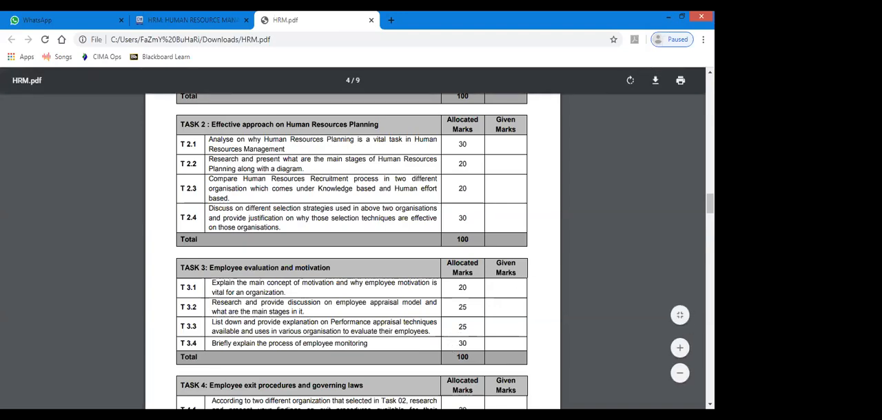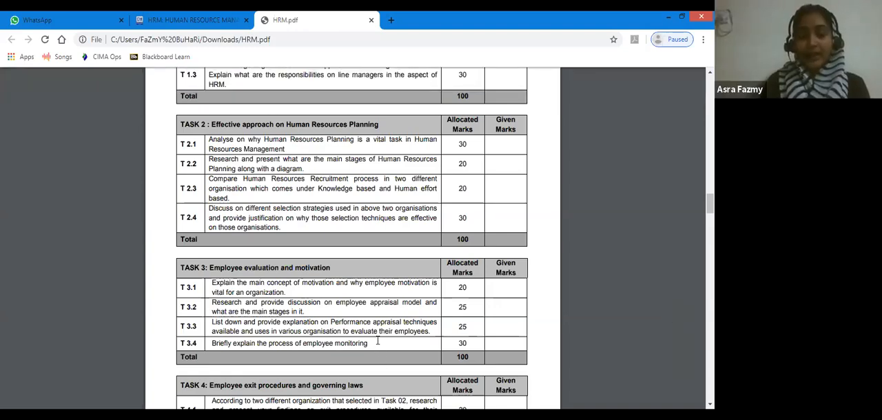Yes. Right. So we are done with task 2.2 as well. And 2.3 is compare human resource recruitment process in two different organizations, which comes on a knowledge based and human effort based. So you take two organizations and you have to compare the recruitment process for these two organizations.